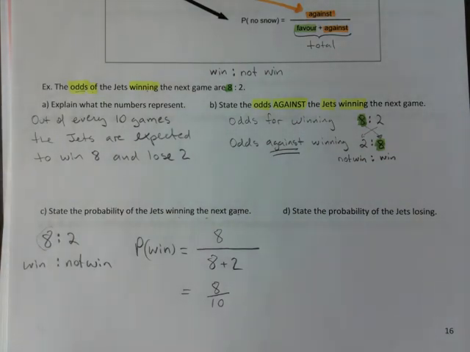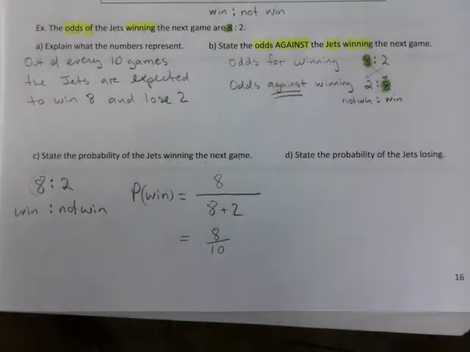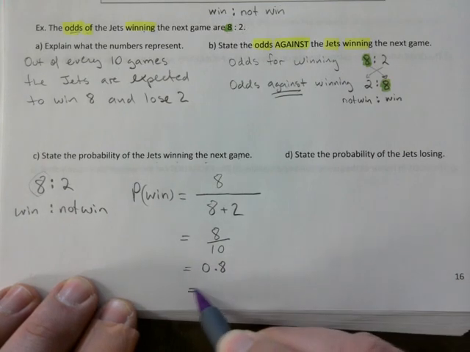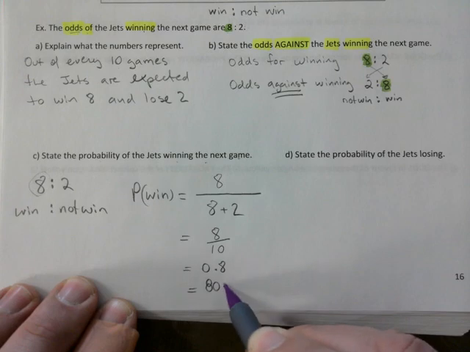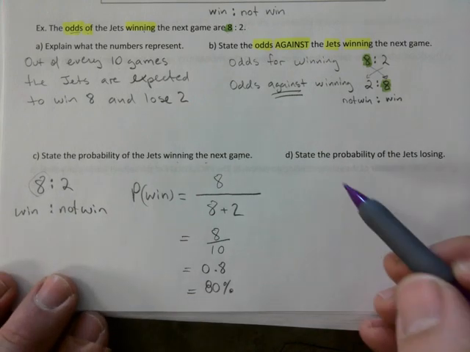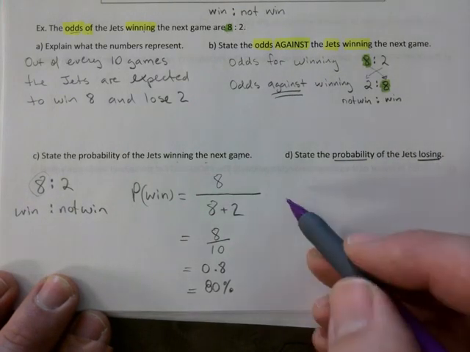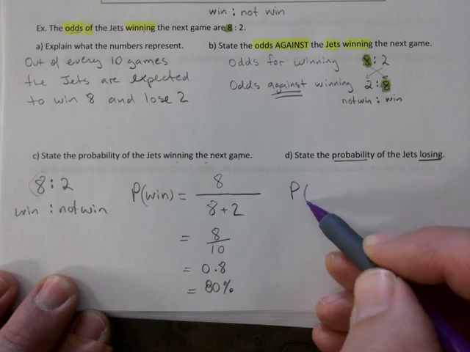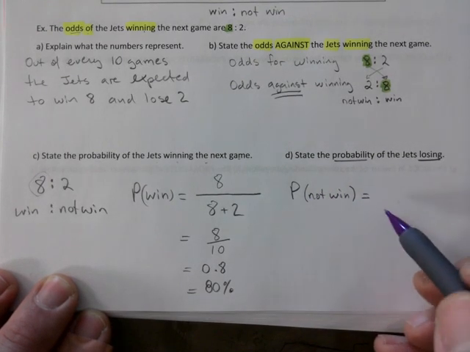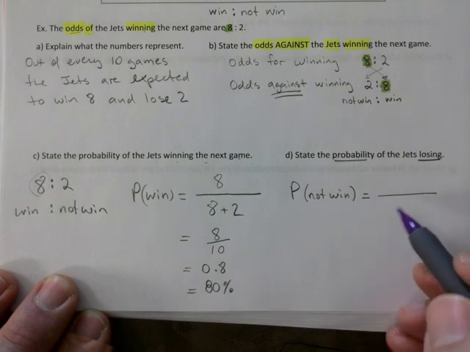And that is 0.8, which is also 80%, yes. I can put equals there because there's no rounding issues. They're all the same. However, the probability of the Jets losing, it's basically not winning. You do the same thing.